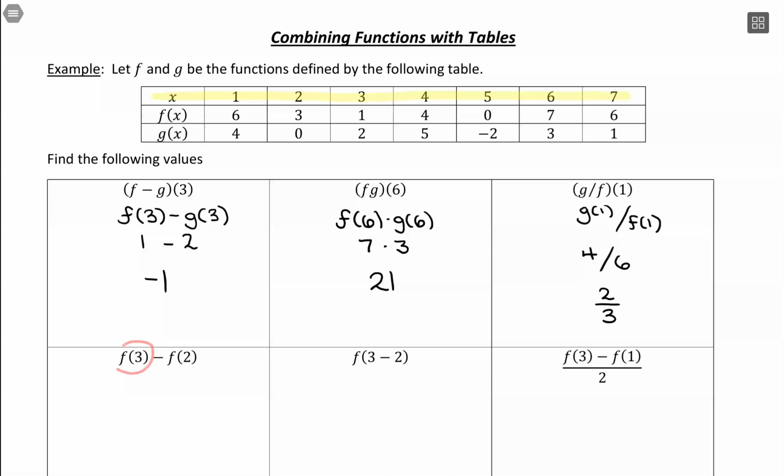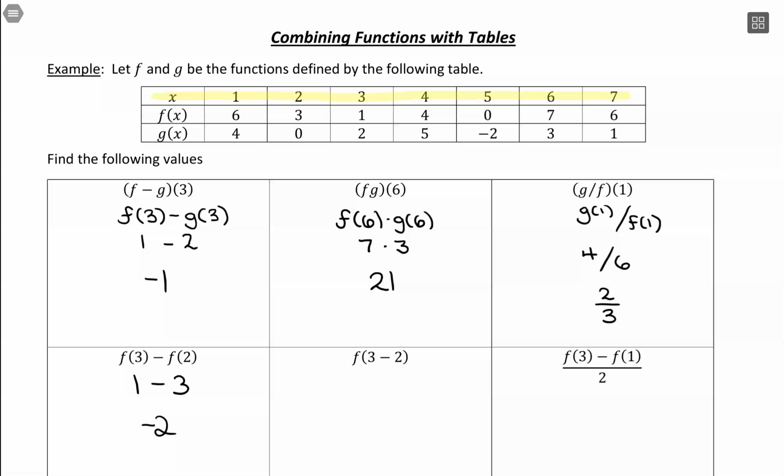This next one, it's a difference in outputs. Notice it's not combined together, and it's because we're using different input values. So f of 3, I'm going to my x value of 3, and then I want to see what f of x is giving me, which is 1. And then minus f of 2, so going to my input value of 2 and seeing what f of x is giving me, which is 3. So 1 minus 3, which is negative 2.